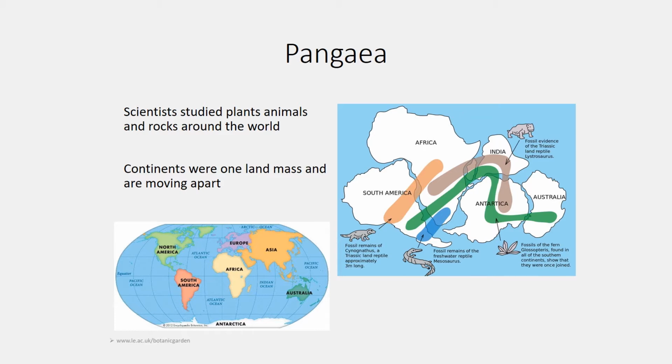If you follow the blue and light brown lines on the same map, fossils of the same small animals were found in both Africa and South America. It would be impossible for these small animals to swim across the big ocean that there is between these continents today. Instead, it must mean that the two places were once joined.